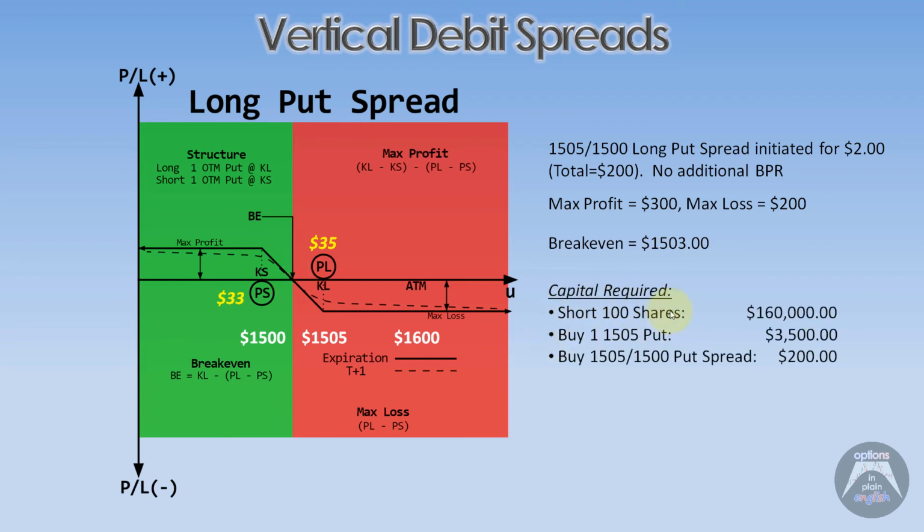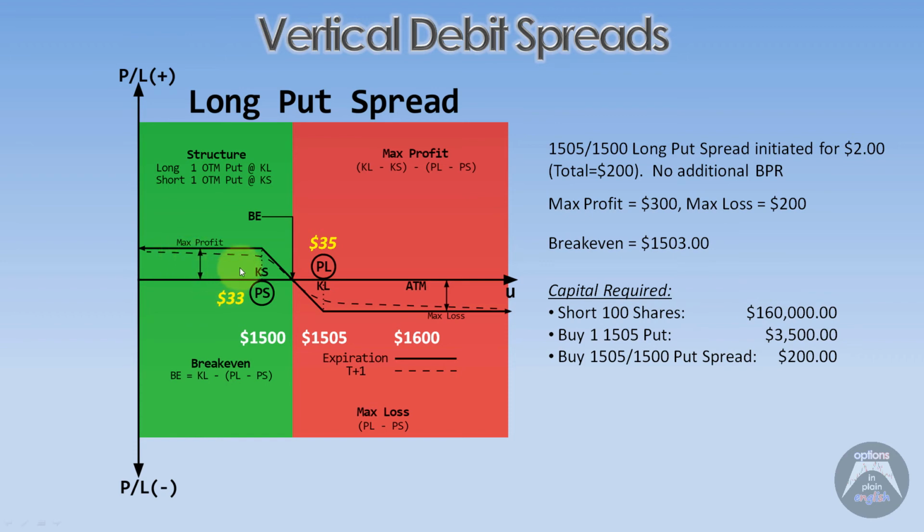Capital required, something similar. If I want to short 100 shares, this is going to be 1600 times 100 shares. It's going to be $160,000. If I want to buy a single 1505 put, I'm going to have to put up $3,500. And if I just want to buy the 1505 1500 put spread, I'm going to have to come up with $200 to carry this position. So it's, again, a very efficient use of capital.